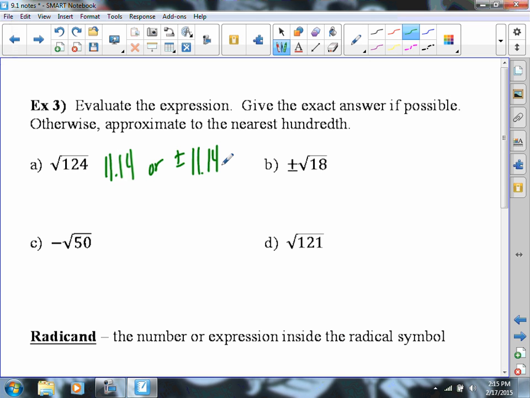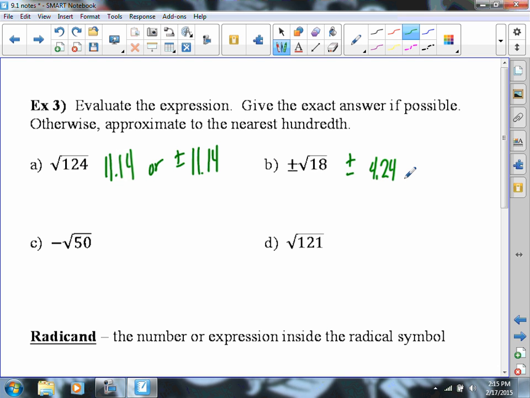For part B, the square root of 18 is going to be, well, plus or minus is going to stay in the front, 4.24. And again, just do that on your calculator. These types of problems are just to make sure that you know how to enter all this stuff into your calculator.